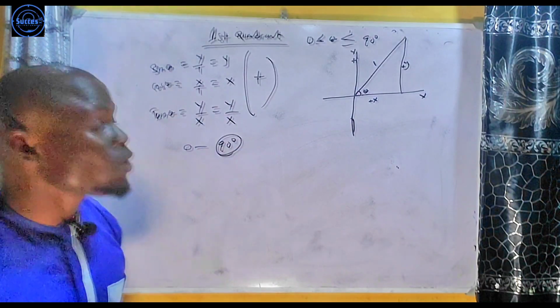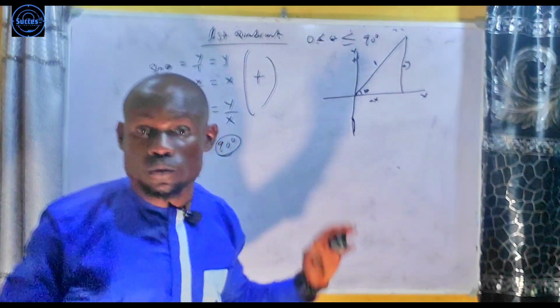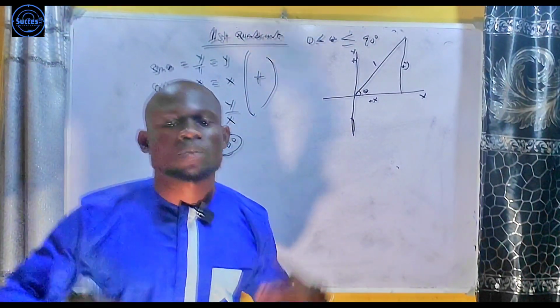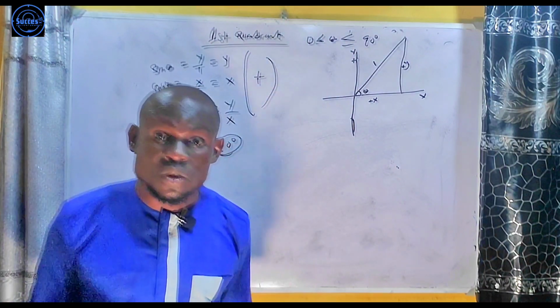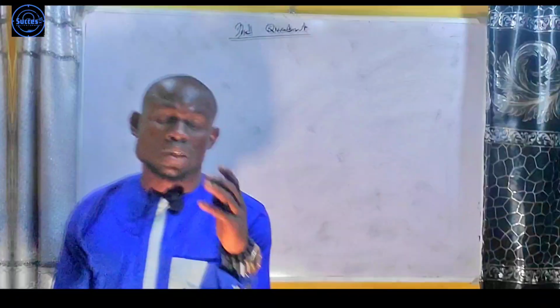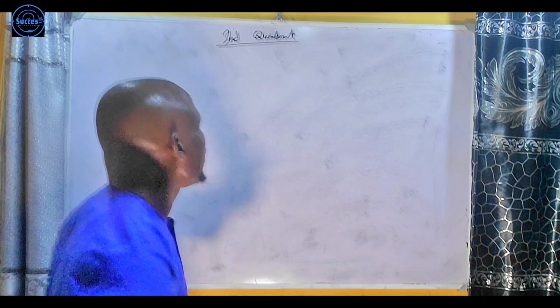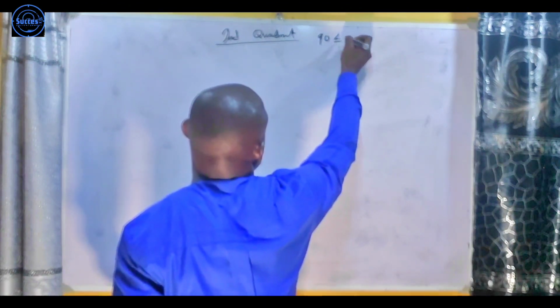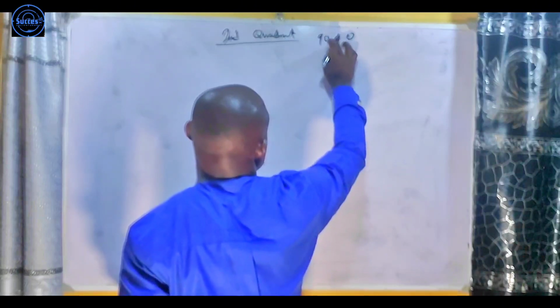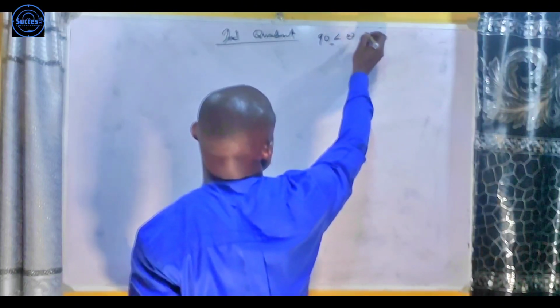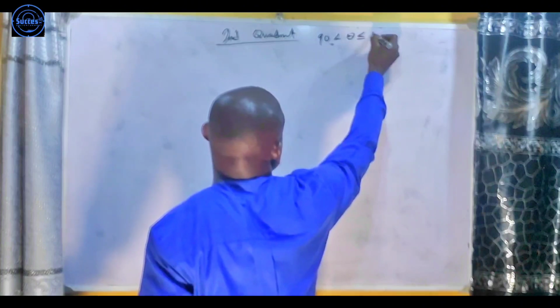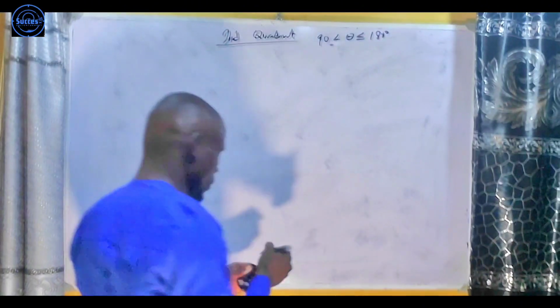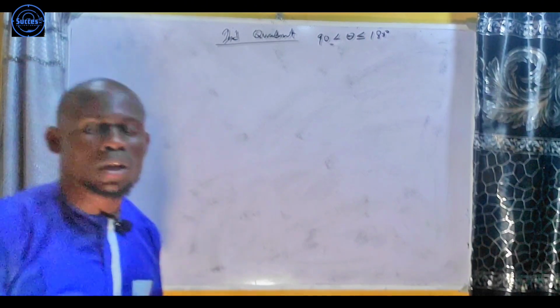Alright, now let's quickly get to the second quadrant. This is the first quadrant, as simple as that. What are the properties of the second quadrant? The second quadrant encompasses angles that are greater than 90 degrees but less than or equal to 180 degrees. That's what this is all about.